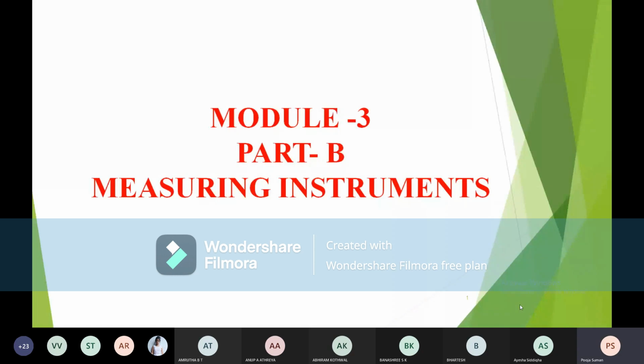So which instrument is used to measure voltage? Voltage, which instrument? ಕರೆಂಟ್ ಮೆಷರ್ ಮಾಡಕ್ಕೆ ಏನ್ ಯೂಸ್ ಮಾಡ್ತೀವಿ? ಕರೆಂಟಿಗೆ ಅಮ್ಮೀಟರ್.